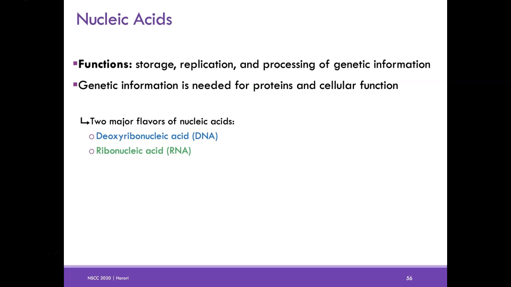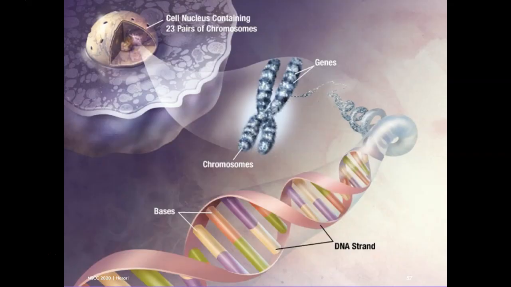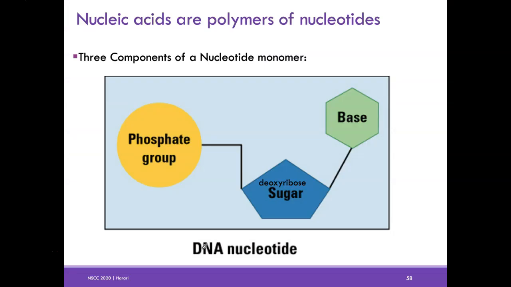And there are two major flavors of nucleic acids. We have deoxyribonucleic acid, or DNA, and we have ribonucleic acid, or RNA. And inside of our cells, we have a nucleus that contains chromosomes. Those chromosomes, if you were to unwrap them, are made up of DNA. DNA is deoxyribonucleic acid. And nucleic acids are polymers of nucleotides. So a nucleotide is a monomer of nucleic acids.